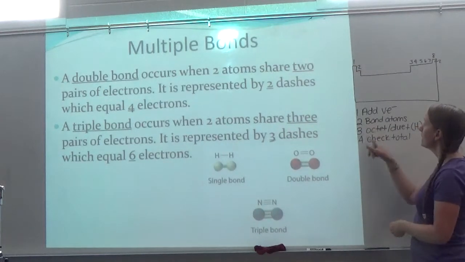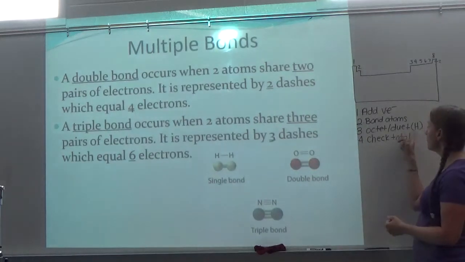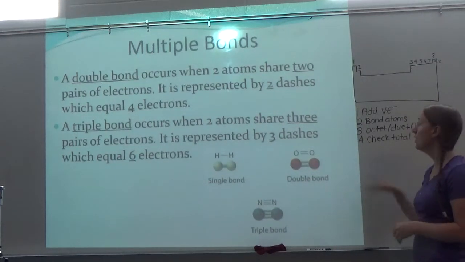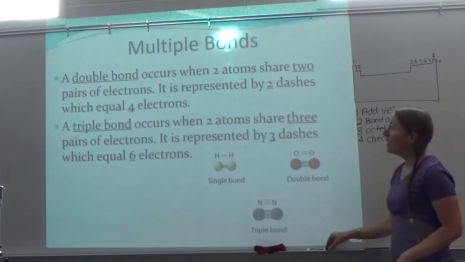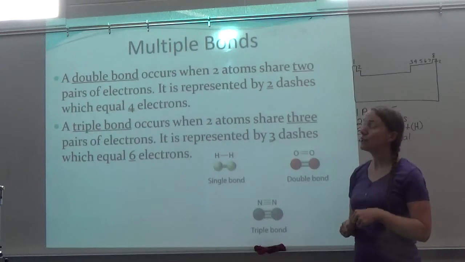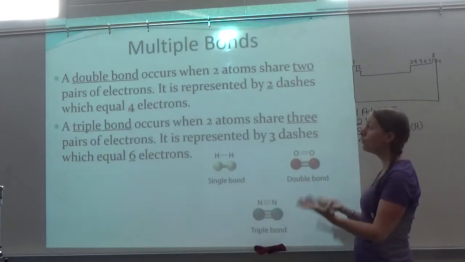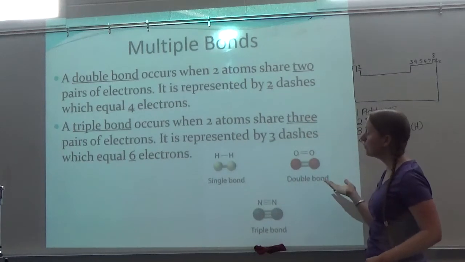So that's add our valence electrons, bond the atoms, make sure everybody has an octet or hydrogen has a duet, and then check our total. We are going to add one step to this for our multiple bonds. Alright, so a double bond occurs when two atoms share two pairs of electrons, or 4 electrons. It's represented by 2 dashes, which equal 4 electrons.